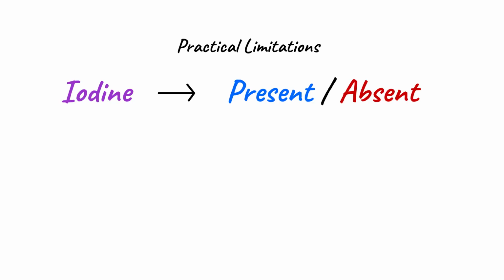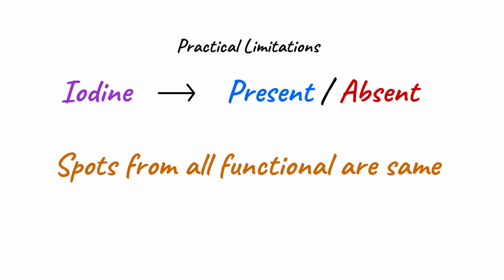There are practical limitations: iodine gives you a yes or no answer. All spots stain roughly the same yellow-brown regardless of functional group. If you need to distinguish between two different compounds with the same functional group on the same plate, iodine will not help you. That is when you need a more selective stain.